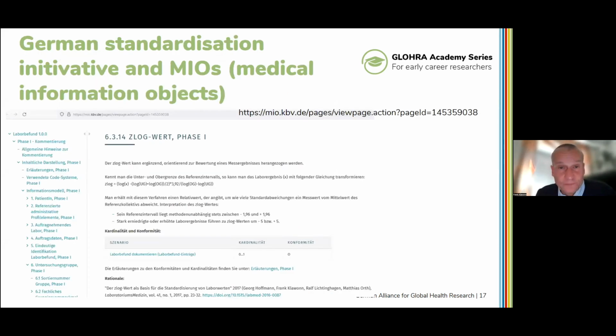And there's also, at least in Germany, and not only in Germany, an initiative going on. So the so-called MIOs, the medical information objects, try to standardize not only laboratory values, but all the things that you have in medicine, in reports, and so on. And the zlog value is also part of this MIO. You can see it here. And we are also talking to international standardization organizations in this range of laboratory medicine to standardize these values.